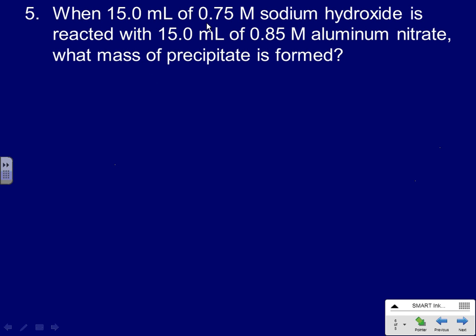15 milliliters, 0.7 molar sodium hydroxide, reacted with 15 milliliters, 0.85 molar aluminum nitrate. What mass of the precipitate is formed? So we got lots of information. First thing, of course, we need is the balanced chemical equation. Oh, I don't like red. Sodium hydroxide. Formula for aluminum nitrate.